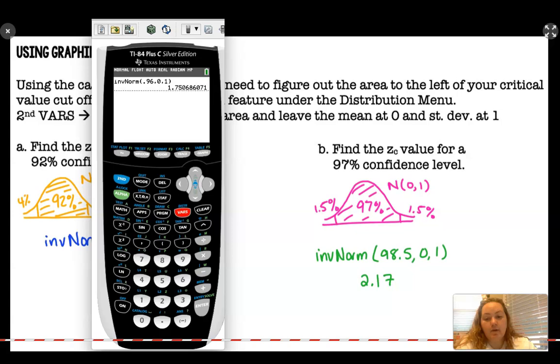So again, it's second vars. Inverse norm is option 3. We would put in here 0.985. Mean of 0, standard deviation of 1. Enter, enter. We get 2.17.